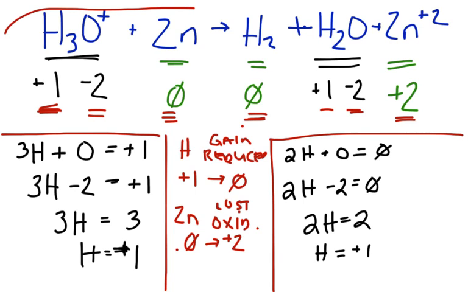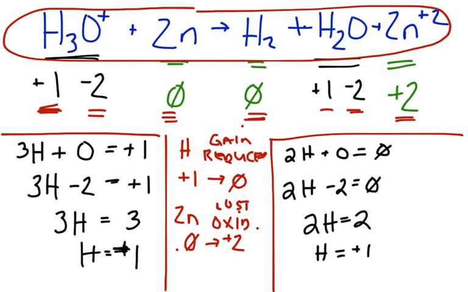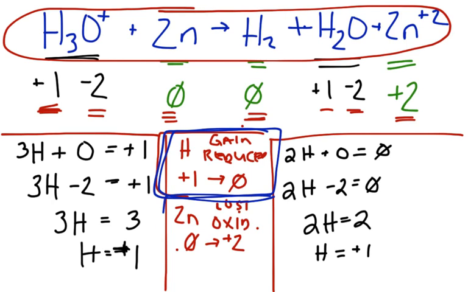So this entire reaction is considered a redox because I have one element who has been reduced. Let me switch colors again. I have one element that's been reduced, my hydrogen, and another element that has been oxidized. That's my zinc. That's a very, very brief overview of oxidation numbers and reactions.